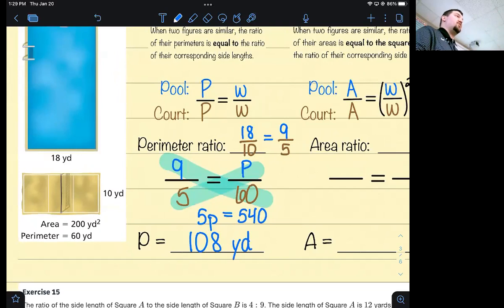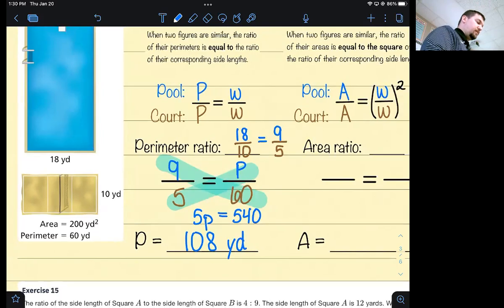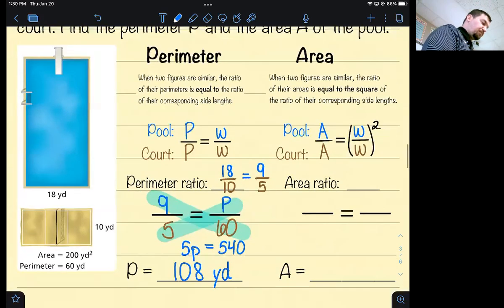Let's recap for a second. Find the side length ratio, reduce it, and then do nothing to it, and you'll have the perimeter ratio because the side length ratio is equal to the perimeter ratio. Use the perimeter ratio, 9/5, to set up a proportion using the perimeter of the pool and the volleyball court. Of course, we don't know the perimeter of the pool, so we use P for that variable. Cross multiply it, and you get 108 yards for the perimeter of the pool. Let's do the same thing for the area of the pool.